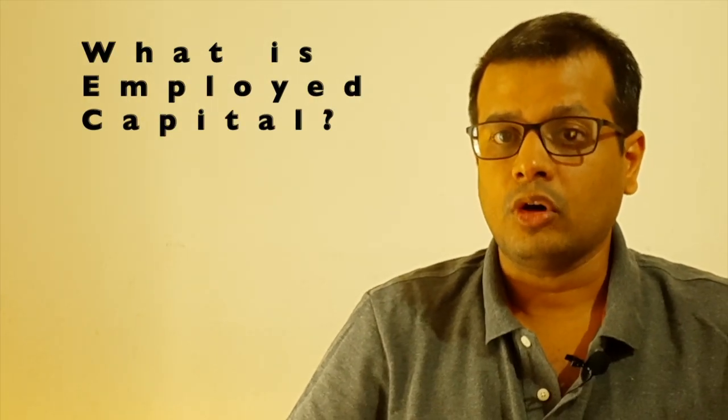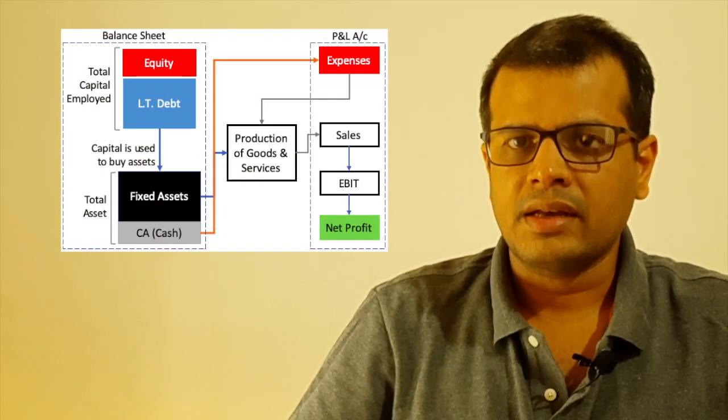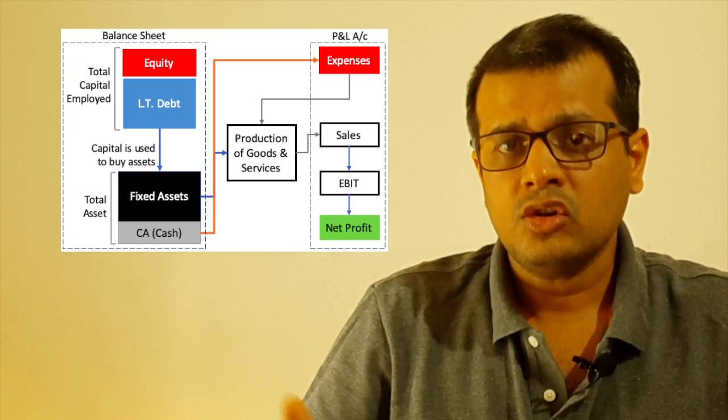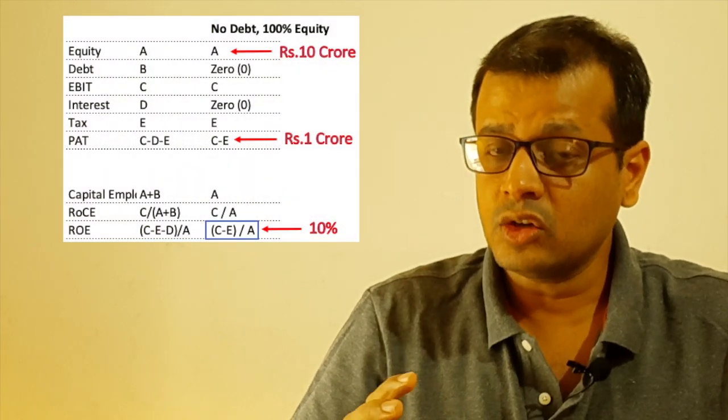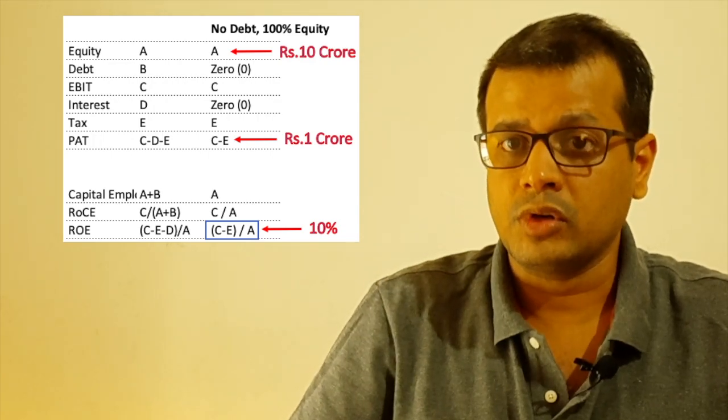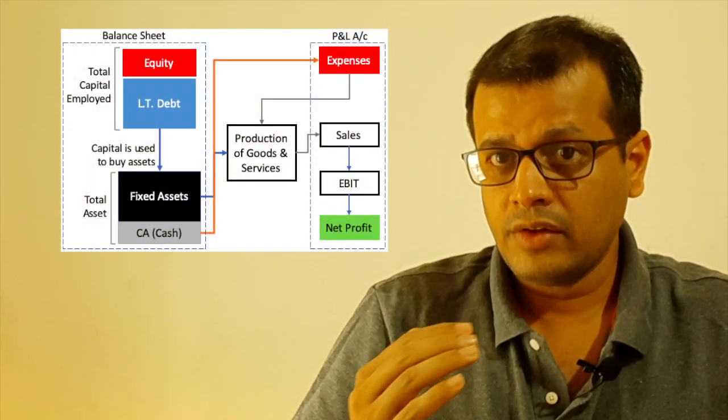So to understand the concept of return on capital employed, it is necessary for us to understand what capital employed is. The concept can be understood like this. Suppose you are a businessman who has invested 10 crores from your pocket and you have started a business. This 10 crore is the equity, the shareholders' equity that we have seen. It is the shareholders' equity because the owner's money is called shareholders' equity. So you have invested 10 crores.